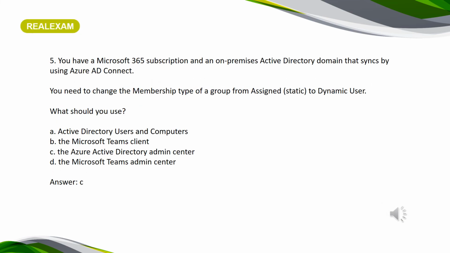5. You have a Microsoft 365 subscription and an on-premises Active Directory domain that syncs by using Azure AD Connect. You need to change the membership type of a group from assigned, static, to dynamic user. What should you use? A. Active Directory users and computers. B. The Microsoft Teams client. C. The Azure Active Directory Admin Center. D. The Microsoft Teams Admin Center. Answer. C.